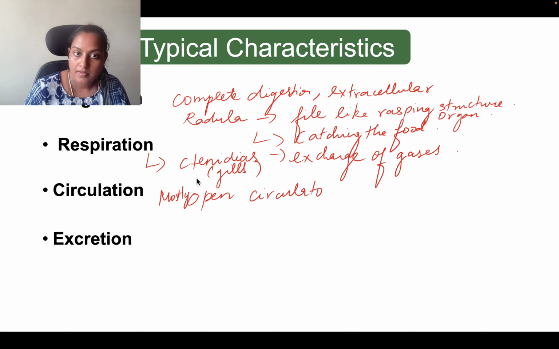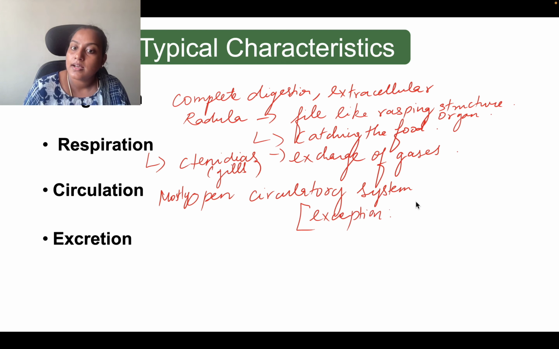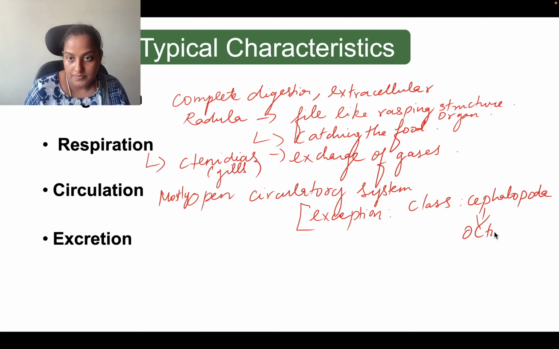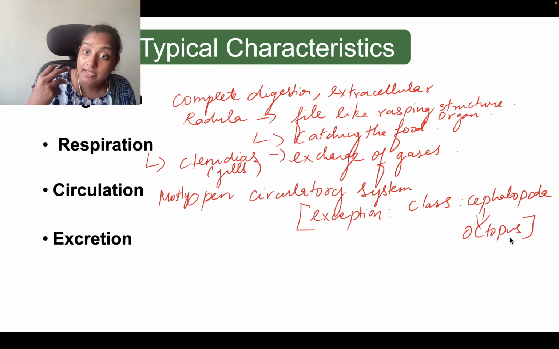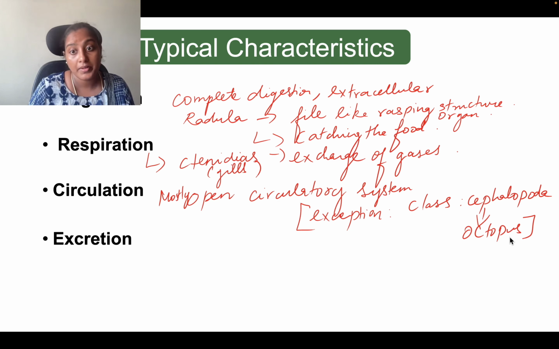Mostly. But there is an exception, which is octopus. So we call it the exception: class Cephalopoda, which is nothing but octopus. Octopuses, if you see, they say that they have eyes like humans and they are also equally intelligent, right? Yes, so they have a closed circulatory system.